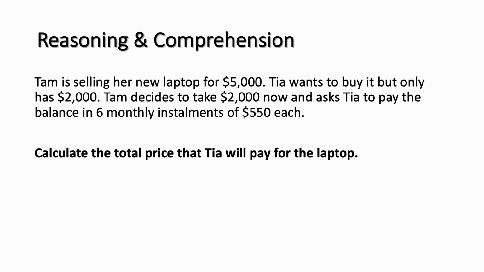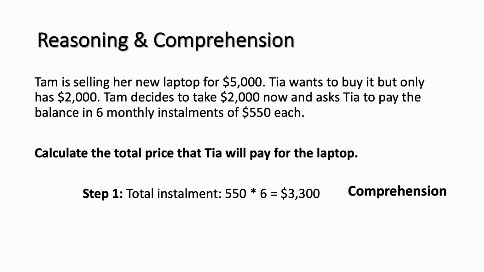Now we can actually do this in 2 steps. The first step is to calculate the total installments. Now from the question, you see that Tia has to pay 6 monthly installments of $550 each. So the total installment would be $550 times 6, which gives you $3,300. Now this is you demonstrating comprehension.